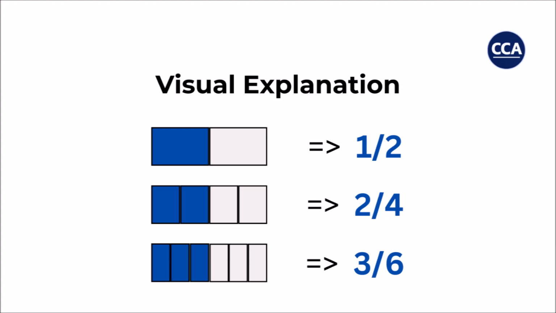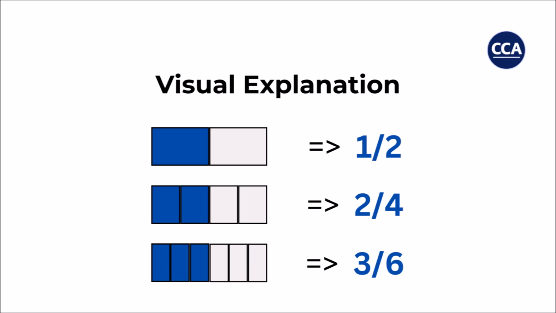Now tell me one thing. Is the shaded area different in any rectangle? No. It is exactly the same area. Why? Because we only changed the number of pieces, but we did not change the amount shaded. That's why 1 over 2 is equal to 2 over 4, and it's also equal to 3 over 6.